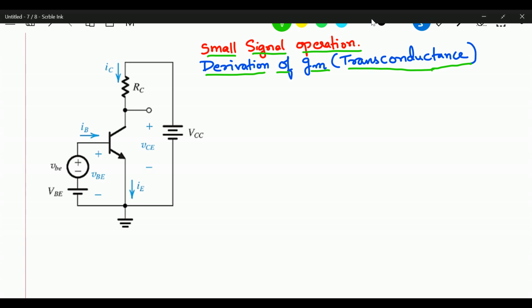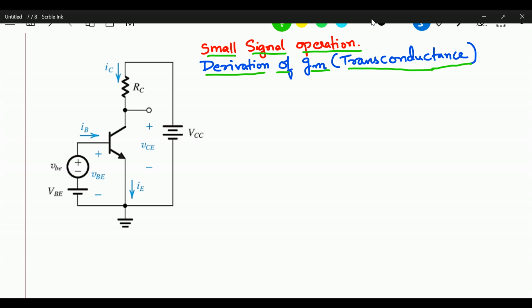Dear students, in this video, we'll see what is small signal operation and why small signal operation is required. That is very, very important. This is a very important concept which we are going to understand in this video. And we'll also be seeing the derivation of the transconductance, which is gm. This is very much required while understanding the concept of T model and pi model.